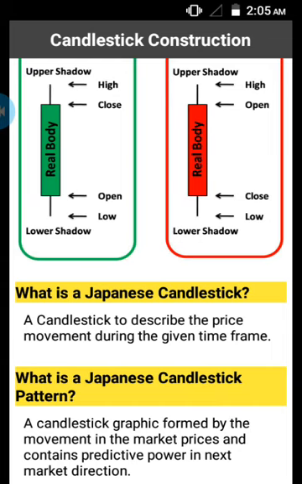You are looking at your screen now. Look at your left side. You are looking at the green candlestick formation there. Now this green candlestick is better known generally as the buying candlestick, the bullish candlestick.